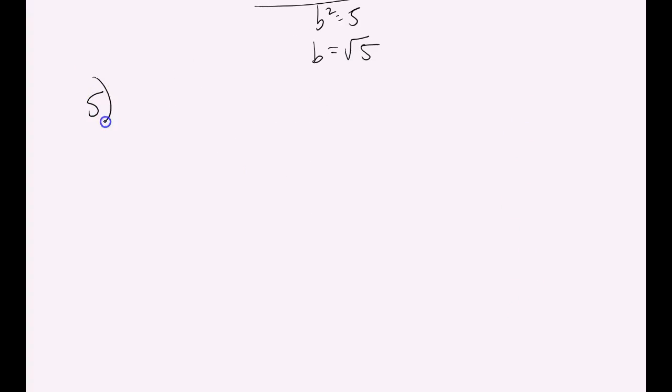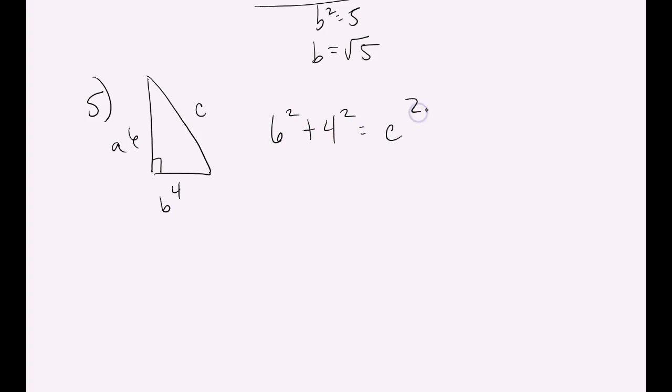All right, number 5. So I have 6 and 4, okay? So where's the C go? The C is the hypotenuse, it goes there. So A and B could go right there. So I've got 6 squared plus 4 squared equals C squared. 6 times 6 is 36, 4 times 4 is 16. Now let's add them together.